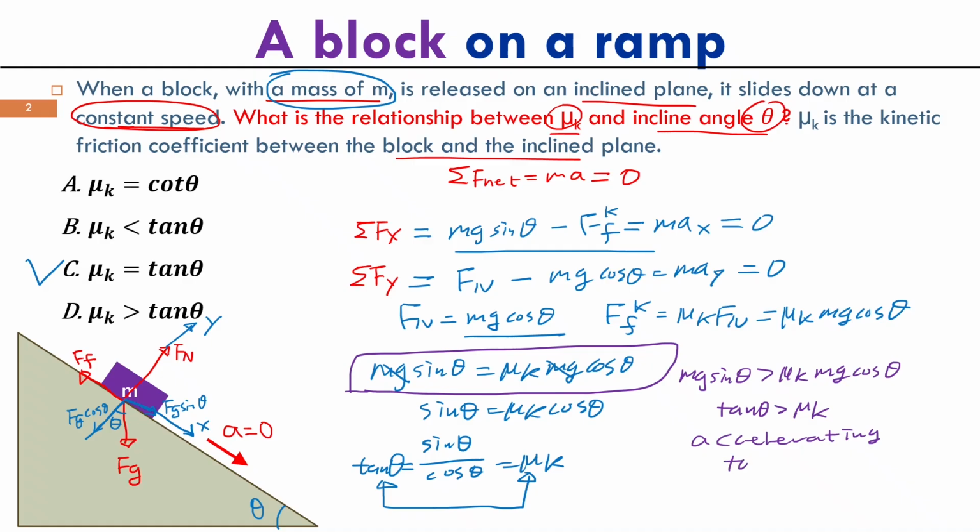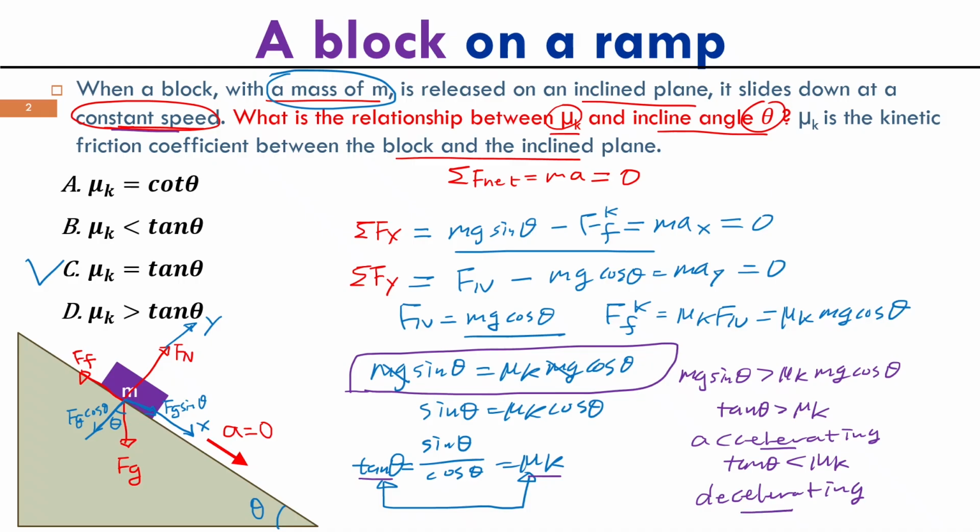Similarly, when tangent theta is smaller than mu k, it's going to go down, but it's going to decelerate. Okay? So when a block is moving down, depending on the relationship of tangent theta and mu k, a block can move down with constant speed, or it can be accelerating or decelerating.